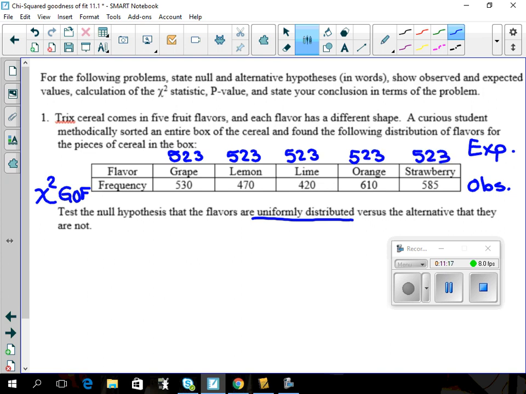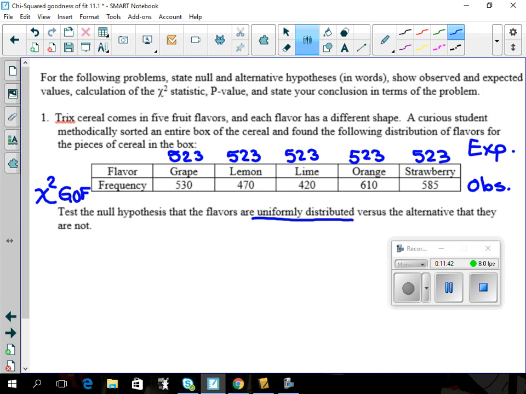If it gave us the percentages of each, we would find the percentage of the total and find those counts. Are we okay with that? Expected counts, by the way, can be decimals. Observed cannot. Interesting fact. But these aren't, so it works out well.